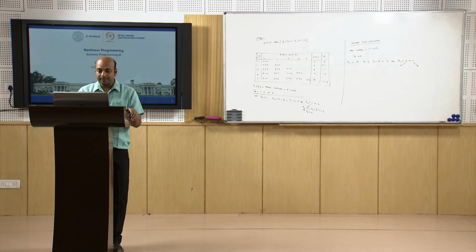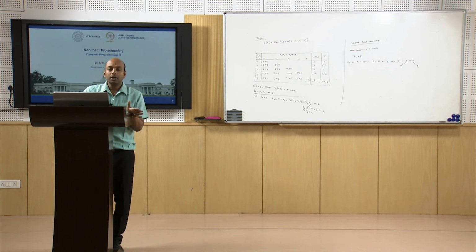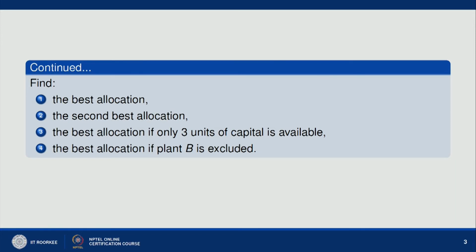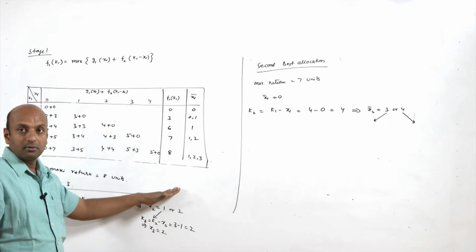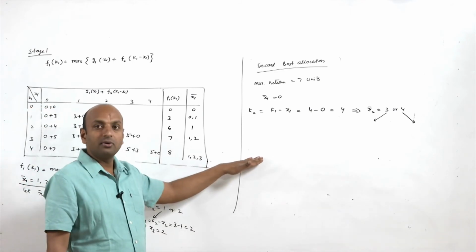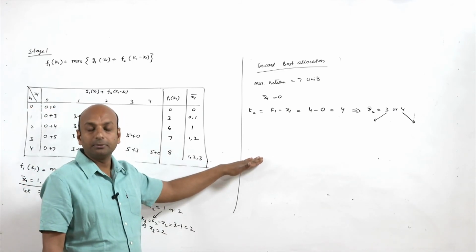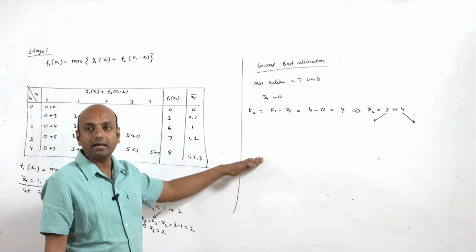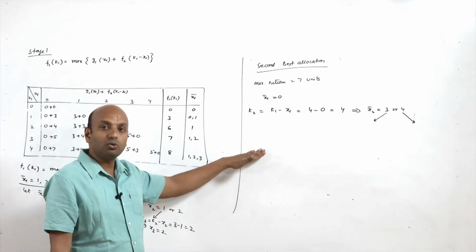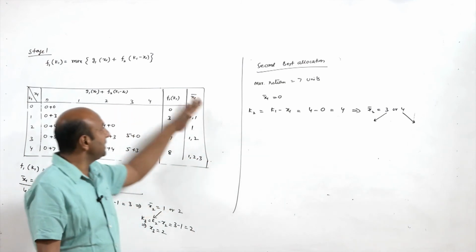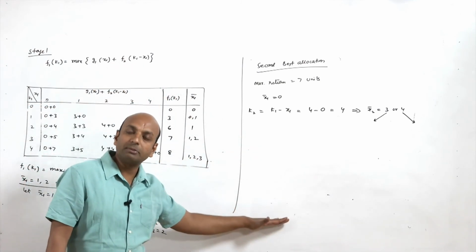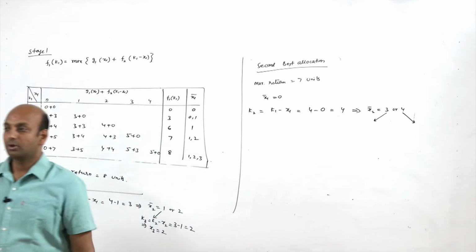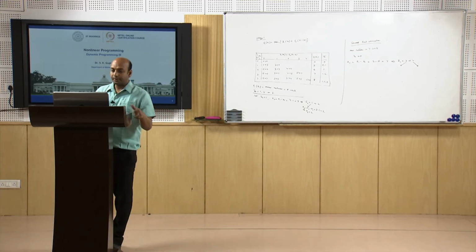Now, the next is the best allocation if plant B is excluded. If plant B is excluded, you have to delete stage 1. Stage 2 will give the maximum return, because now you have 2 plants, C and A. So stage 2 includes C and A both. So, you simply exclude stage 3 up to stage 2, that will give the optimal solution, if plant B is excluded.